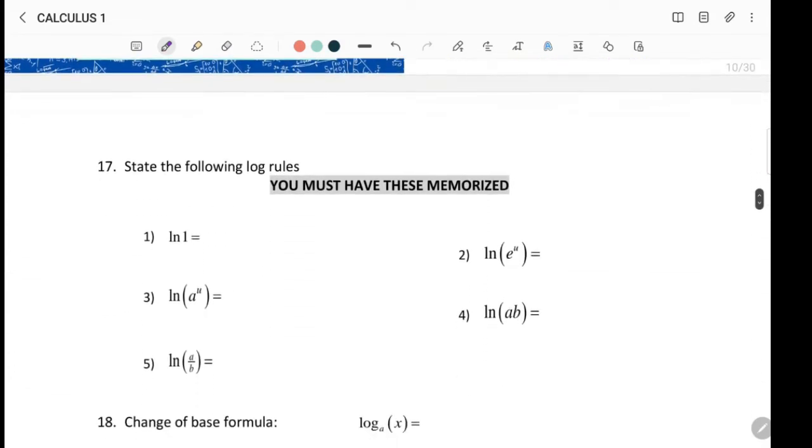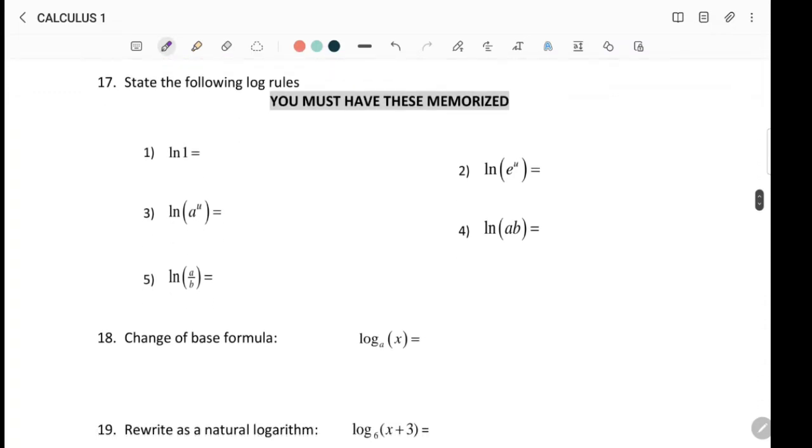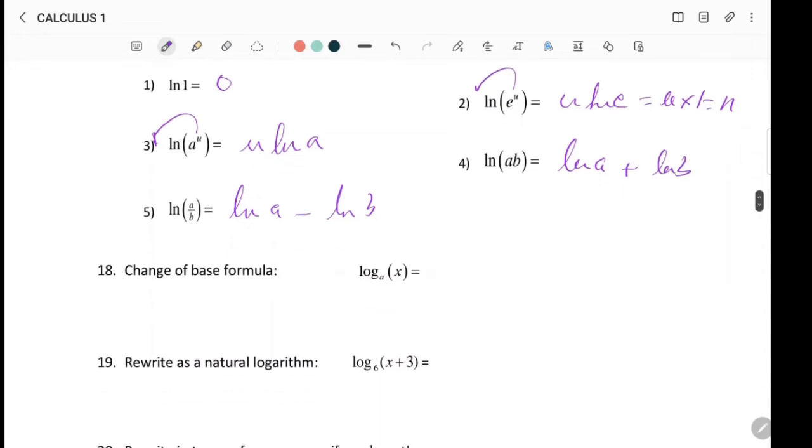Okay, state the following log rules. You must have these memorized. Yeah, it's very simple results. ln 1 is 0 always. This u will come here in the coefficient, so u times ln a. This is ln a minus ln b, and u will come this side, so u times ln e, and ln e is 1, so this is u only, and this is ln a plus ln b.